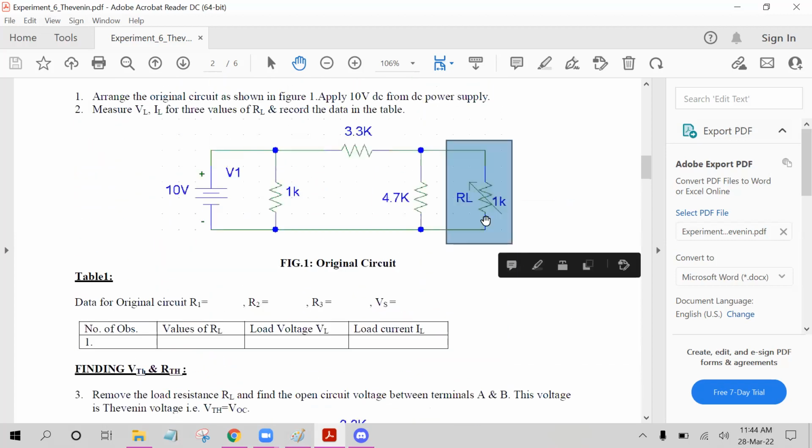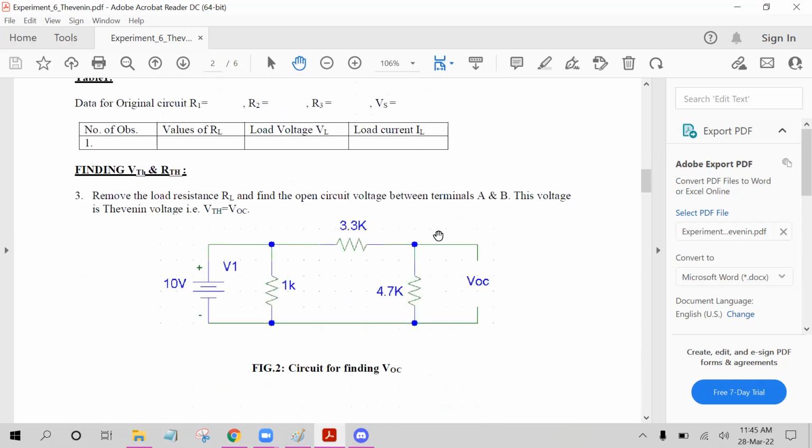Please observe and compare it with the previous circuit. Our load resistor was connected here, right? So what we have done here is just remove it, creating an open circuit at these two terminals. Next, we need to measure this open circuit voltage, denoted by VOC. How can we measure it? Simply by using a voltmeter, right? The open circuit voltage is called VThevenin. That's it.